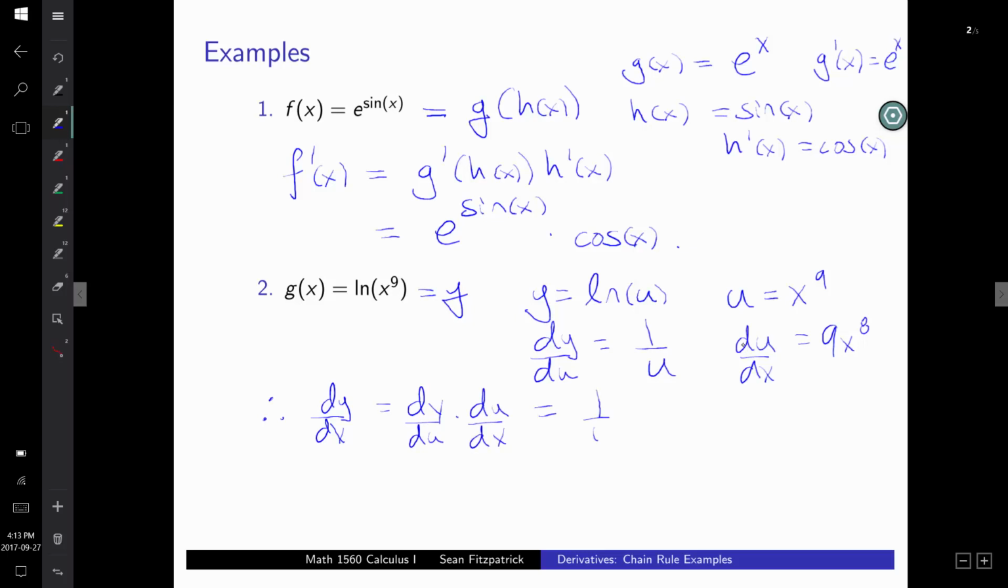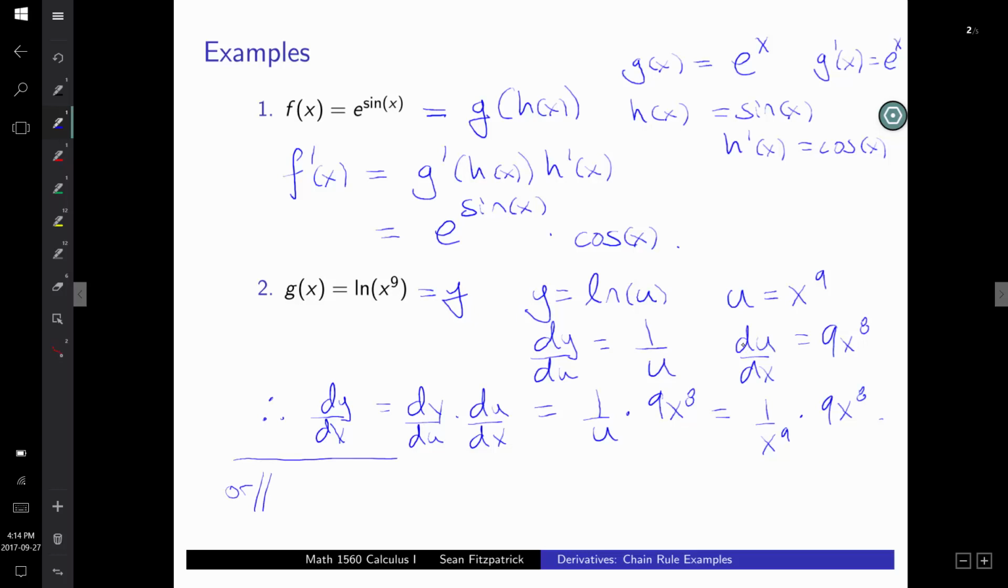So I should get 1 over u times 9x to the 8th, but remember we don't want to leave it like that. We've got to put u back in terms of x. So 1 over x to the 9 times 9x to the 8th. Okay? Alright, and then you could simplify from there if you wanted to.